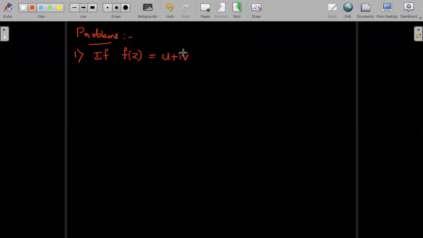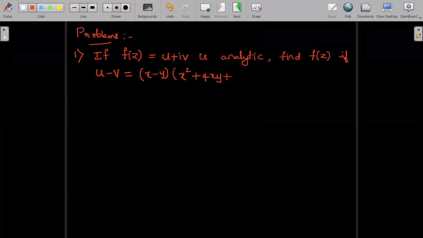We'll see some standard problems now. So very first one, if f of z is equal to u plus iv is analytic, find f of z, if u minus v is given for us. u minus v is equal to x minus y into x square plus 4xy plus y square.